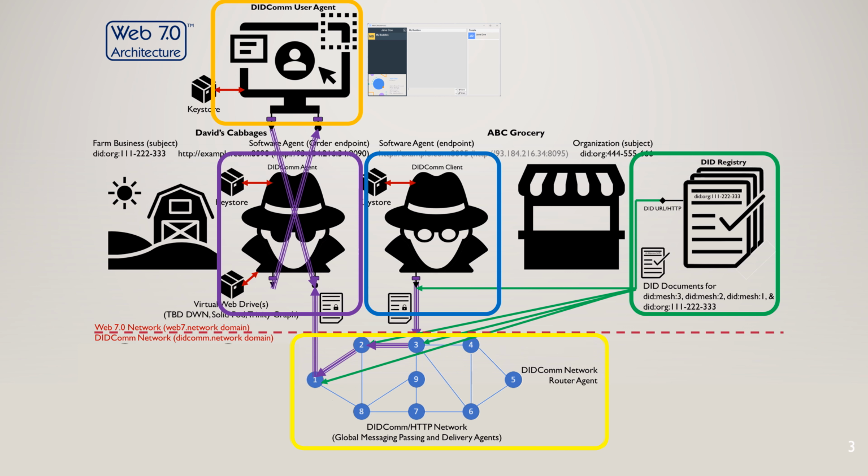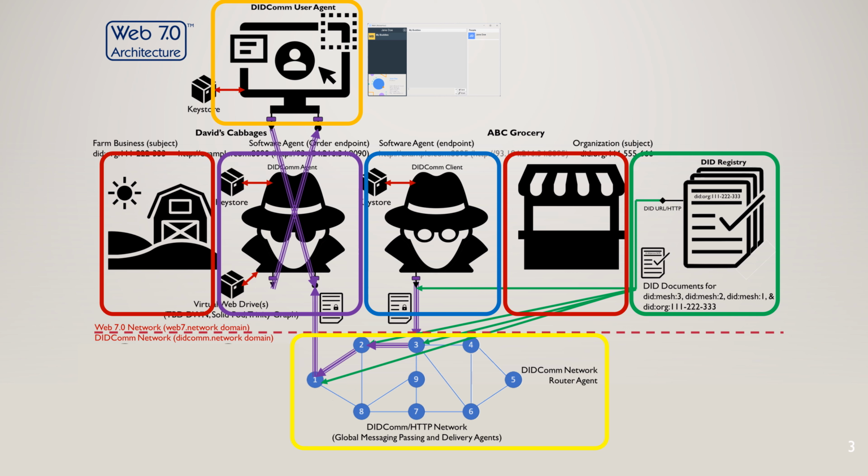At the bottom, we have the DIDComm network. The DIDComm network is a network of DIDComm network router agents, special purpose, specialized DIDComm agents that solely undertake the task of network routing. Now we have two elements that are left uncolored, the DIDComm notation element on the far left and the DIDComm notation second from the right. These ones that are highlighted in red. These are not active network or Web 7.0 components.